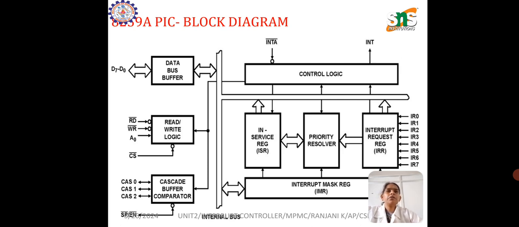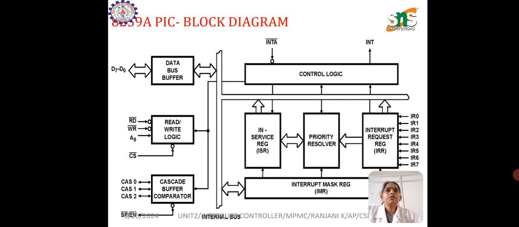The block diagram of the 8259 consists of 8 blocks. One is the data bus buffer. Second is the read and write logic, third is the cascade buffer comparator, fourth is the control logic, next is the priority resolver, and three registers, that is ISR, IRR and IMR.